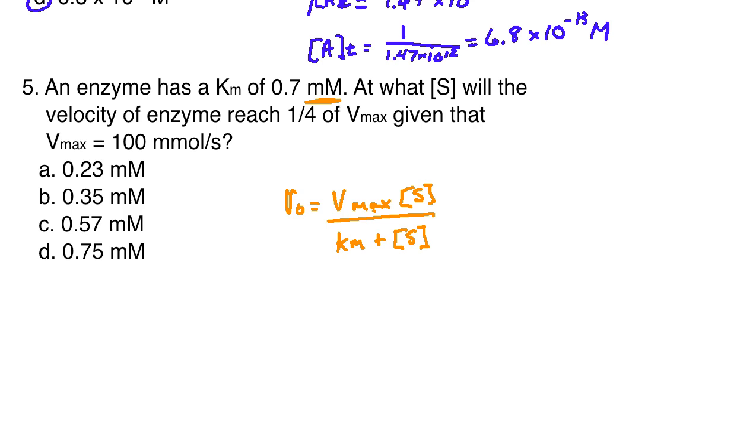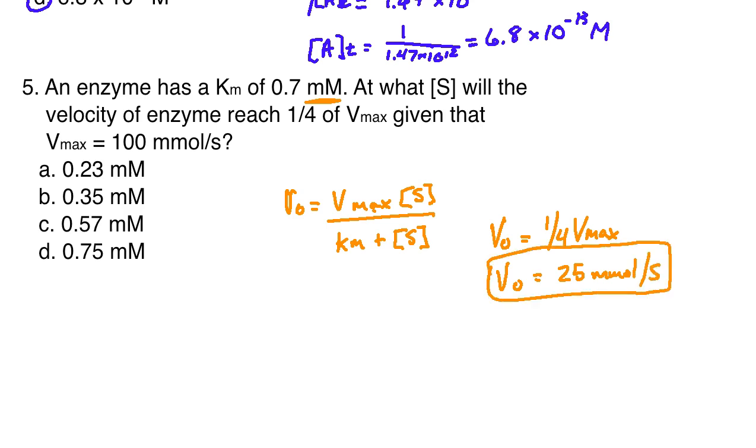So how do I set this up? Well, what I'm going to do is say V naught is going to be equal to 1/4 Vmax. If I know that Vmax is equal to 100 millimoles per second, then V naught must be equal to 25 millimoles per second. So now I have V naught. I know Vmax because that is up in the equation here, and I know Km. So I should be good to go as far as solving for my substrate concentration algebraically.